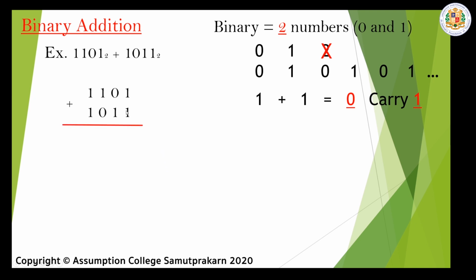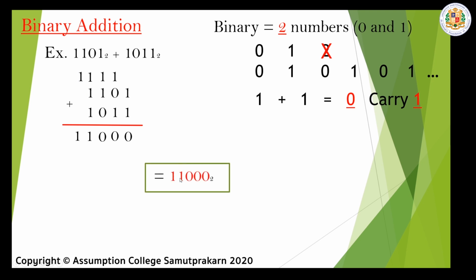Okay, so 1 plus 1 is equal to 0. Carry 1. 1 plus 1 is 0. Carry 1. 1 plus 1 is 0. Carry 1. 1 plus 1 is 0. Plus 1 is 1. Carry 1. Bring down 1. We get 11000 as our answer.